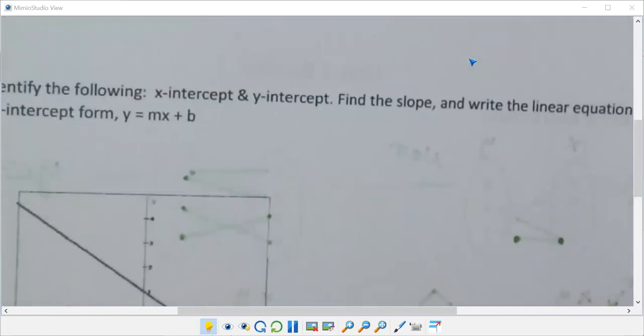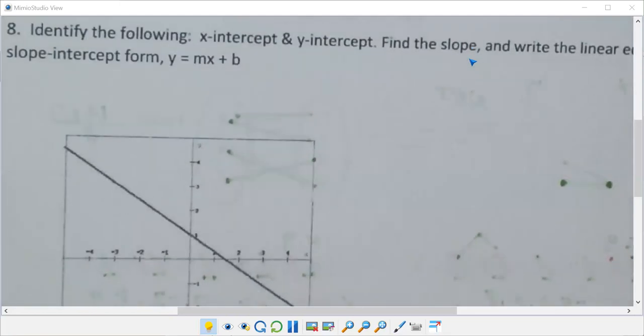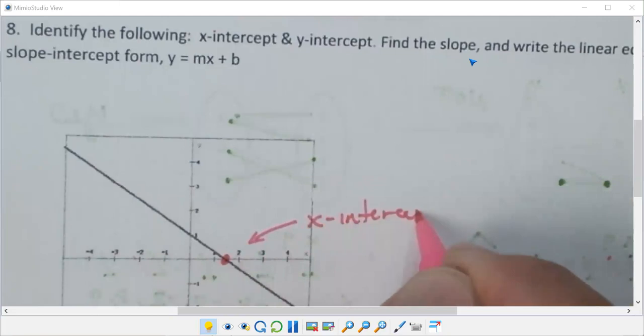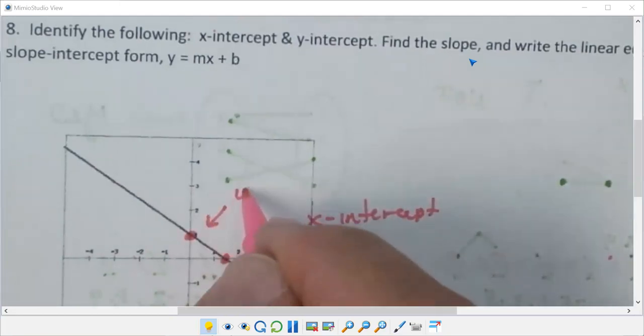All right, this side here, they want you to label the x and y intercept. Sorry, my throat's messed up. The x-intercept is where our line crosses the x-axis. So this is my x-intercept. The y-intercept, of course, is where my line crosses the y-axis.